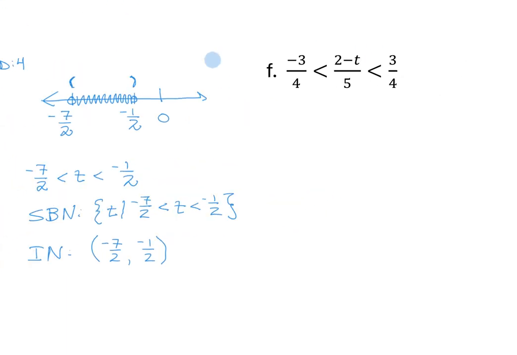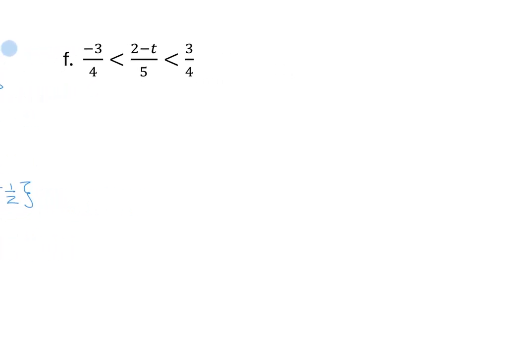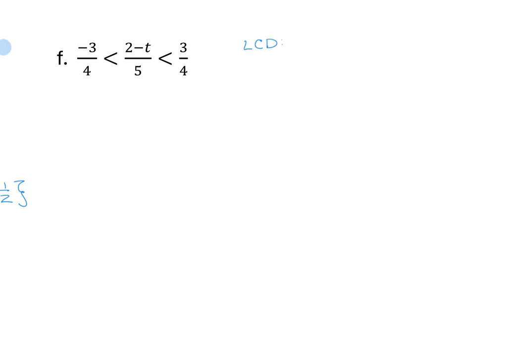Okay, last example, we have example F. We have -3/4 is less than 2 minus t over 5 is less than 3/4. And so same thing, we do have fractions again, so we're going to start with LCD. And so my LCD is going to be 20. The first fraction, I want to multiply by 5 to get a denominator of 20, and we're going to do the same thing on the top. So we get -15 over 20.